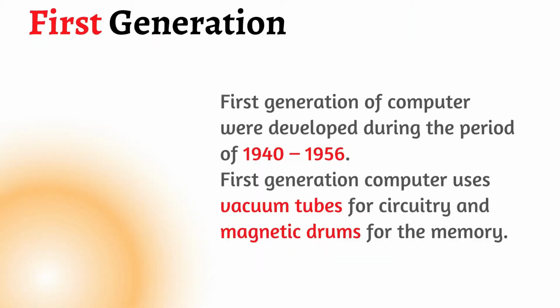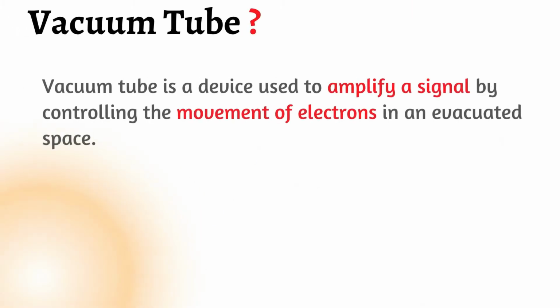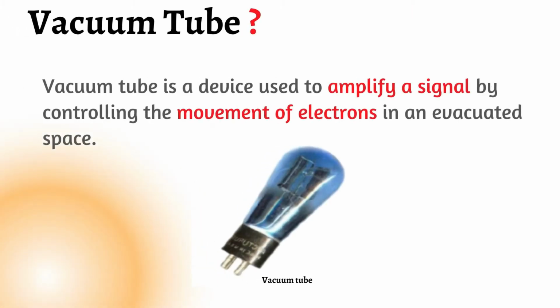First generation. First generation of computer were developed during the period of 1940 to 1956. First generation computer uses vacuum tubes for circuitry and magnetic drums for the memory. Vacuum tube. Vacuum tube is a device used to amplify a signal by controlling the movement of electrons in an evacuated space.